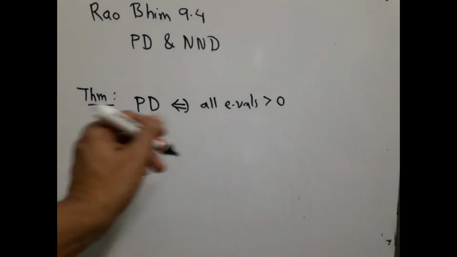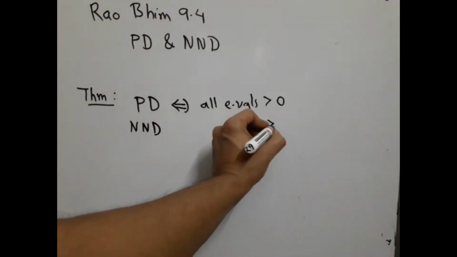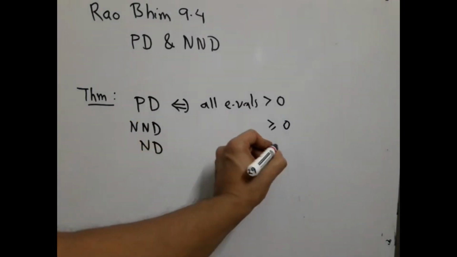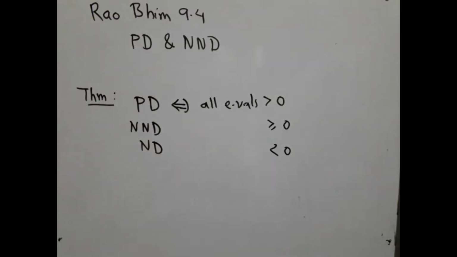Now, similarly, it will be NND if all of them are greater than or equal to 0. You can have similarly for negative definite these. You can have indefinite if at least one eigenvalue is strictly positive, one is strictly negative, like that. Now, I cannot quickly see what is the number of this theorem in the book. I could not locate it quickly, so it must be somewhere there. Okay, so that is one type of result.